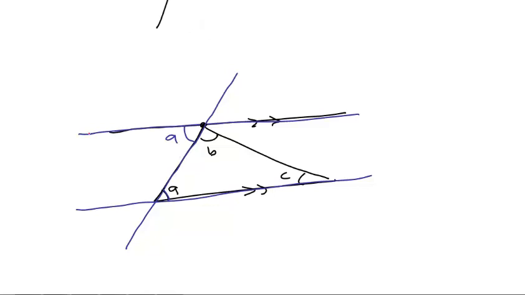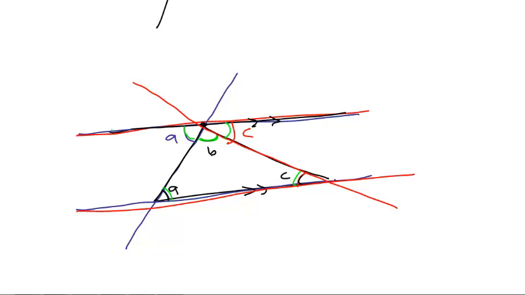Similarly, these two lines are parallel, and this is a transversal crossing across. And so if this angle is C, then this angle is C. In which case you can see that the three angles of the triangle A, B, and C are the same as the three angles A, B, and C of a straight line. And that is why A plus B plus C add up to 180 degrees.